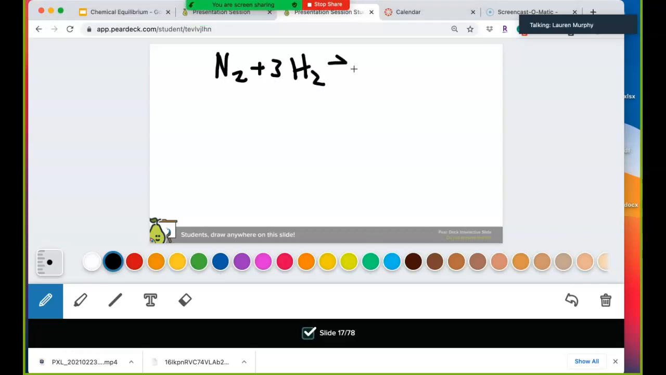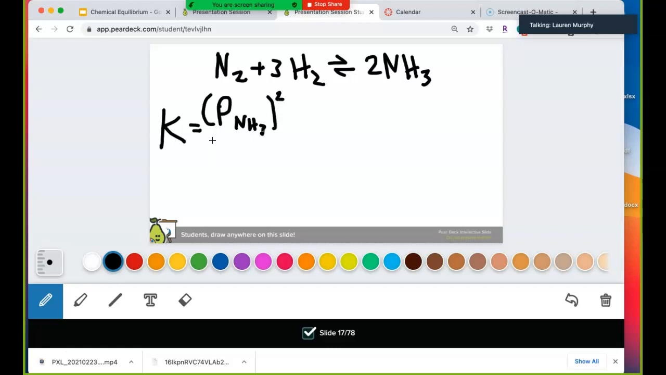Haber process again. Nitrogen and hydrogen reacting to make ammonia. So the equilibrium expression is K equals products. Now they gave me pressure, so I'm going to write pressure of ammonia, right, instead of concentration, raised to the second power, divided by the pressure of nitrogen times the pressure of hydrogen, raised to the third power. And then you just plug all the values in.